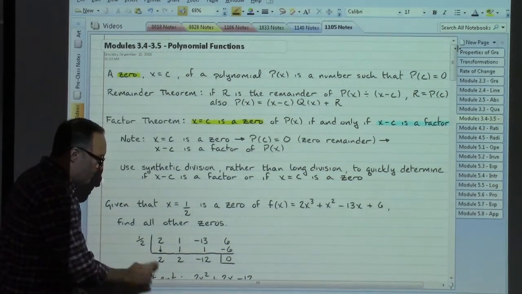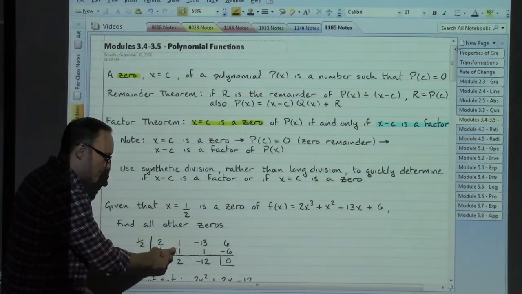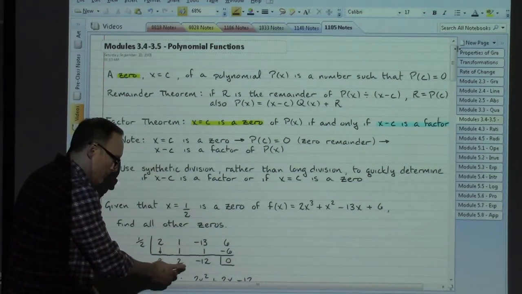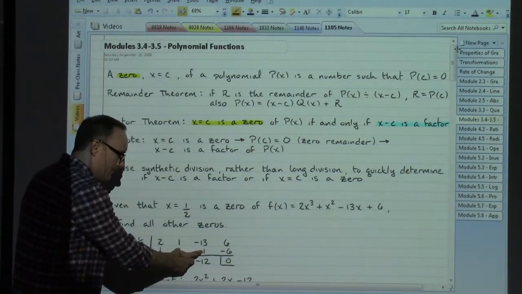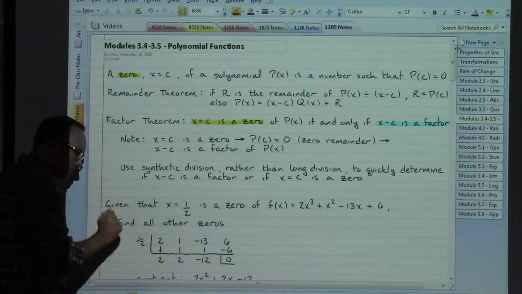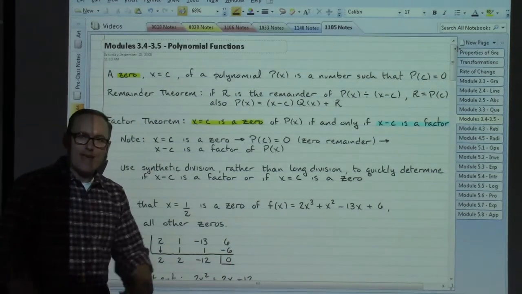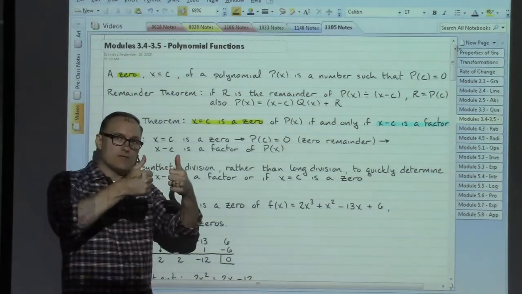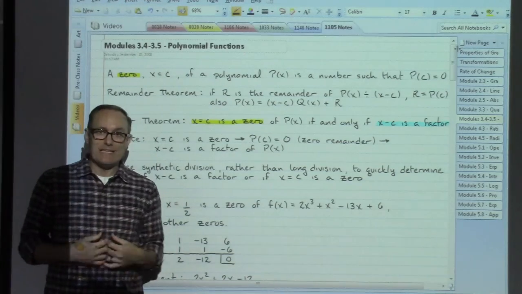Now, the bottom number times the number out front goes in the next blank. So underneath of the 1, we get a 1. We add down the columns. 1 plus 1 is 2. The most recent number on the bottom times the number out in front. 2 times 1/2 is 1. Add down the columns. We get a -12. Take that -12 times the 1/2 out front. We get a -6. Add down the columns, we get that 0. That is the last entry. That is our remainder. Our remainder is 0. So yes, we have been told true that x equals 1/2 is a ZERO.